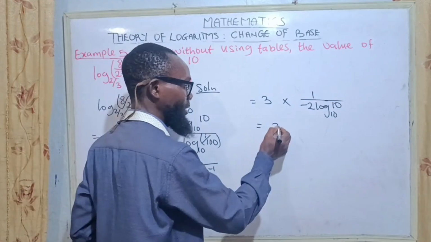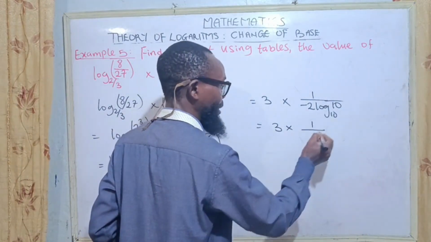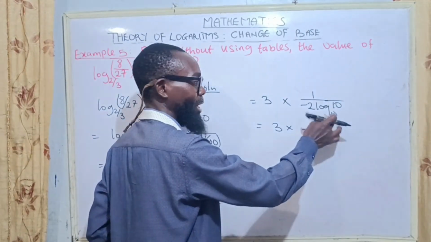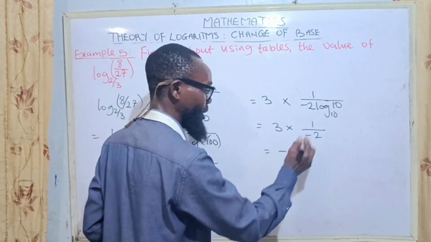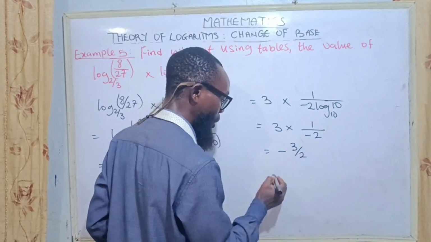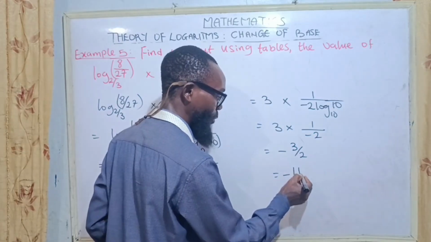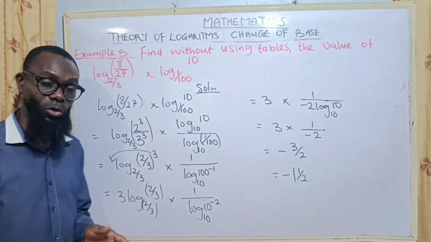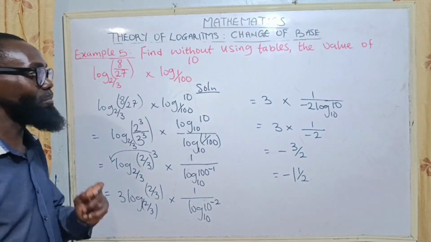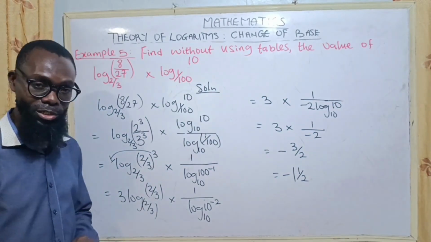So I have 3 times 1 over log 10 base 10 is 1. 1 times minus 2, minus 2. Finally, I have minus 3 times 1, 3 over 2. Or minus 1 whole number 1 over 2. So this is the method of solving change of base in theory of logarithms.